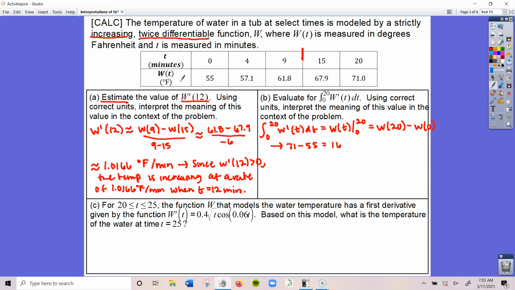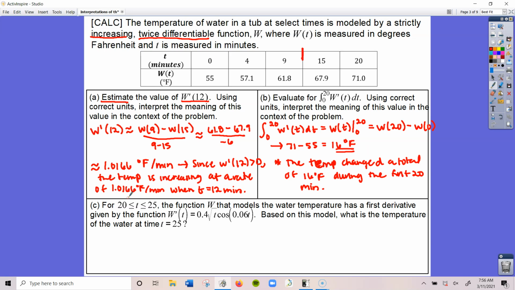Our units here, since this is in degrees Fahrenheit per minute, and remember what we got here is w of t, then this is just 16 degrees Fahrenheit. Now what does this value mean? This means that the temperature changed a total of 16 degrees Fahrenheit during the first 20 minutes. Since our integral is from 0 to 20, that's the first 20 minutes.